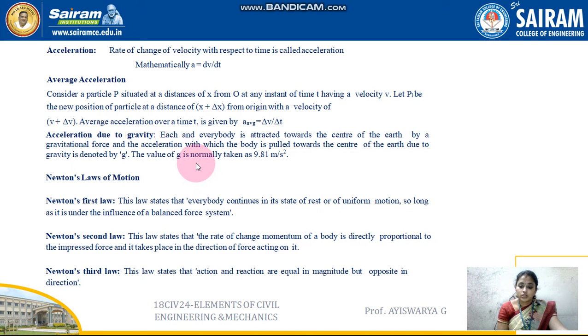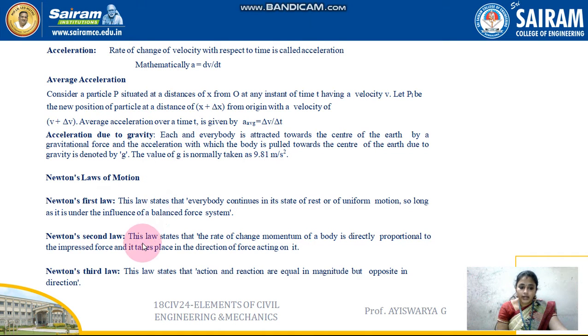And now we are going to see a very important topic, that is Newton's laws of motion. We are already aware of Newton's first law, second law, and third law; in the first module we had seen all the detailed things. Here we will see the laws only as an overview. Newton's first law states that every body continues in its state of rest or uniform motion as long as it is under the influence of a balanced force system. So unless some external agency is acting on the body, it will stay in its particular motion. We already knew that it is compelled by external forces.